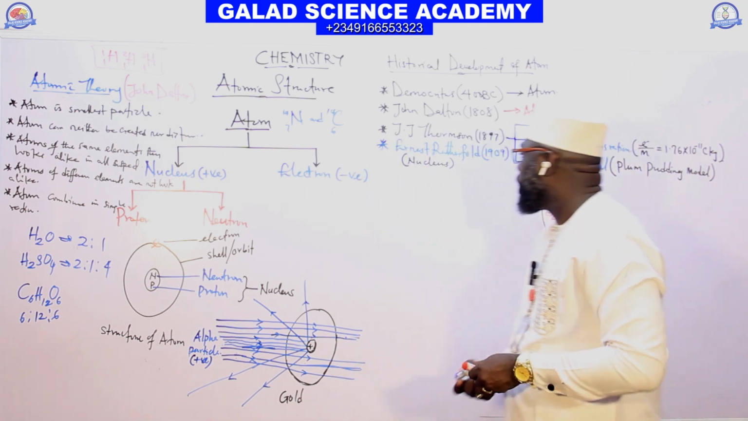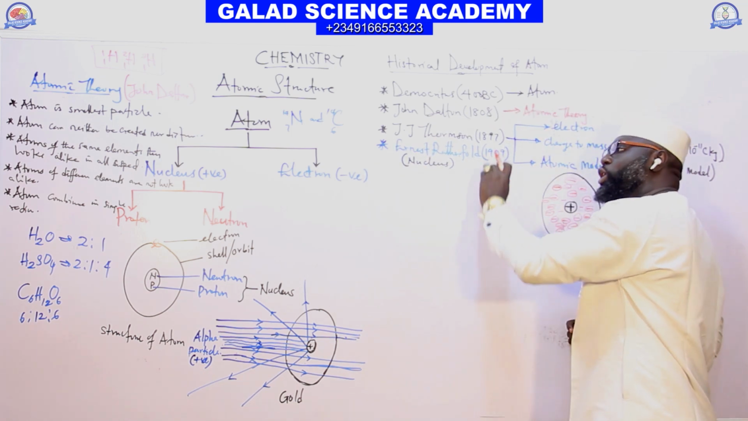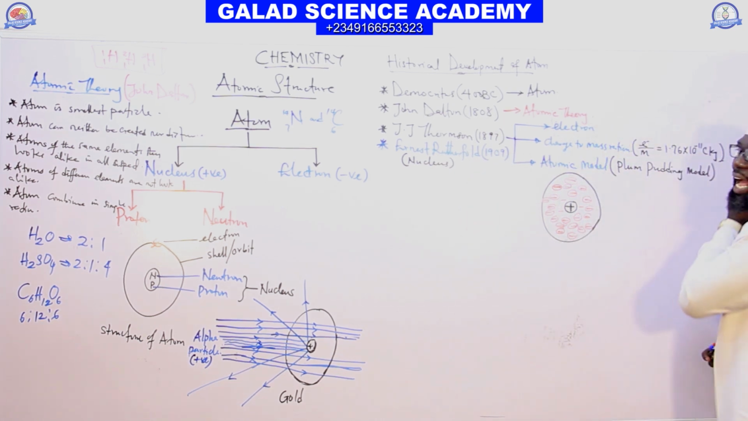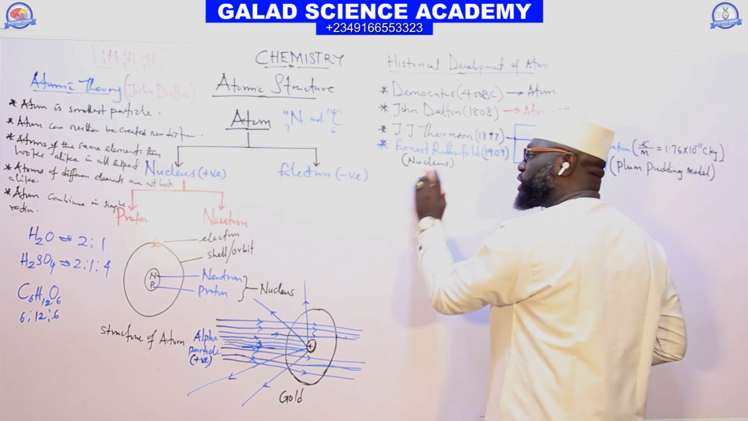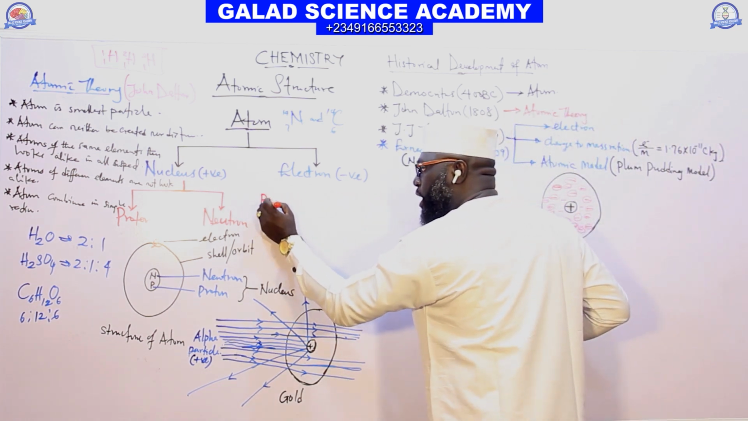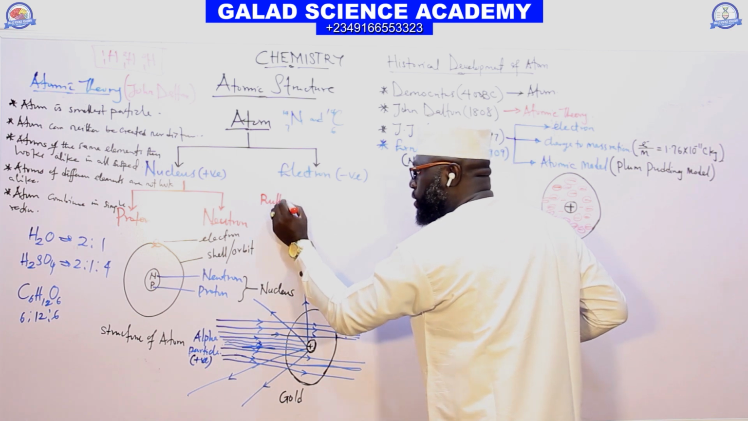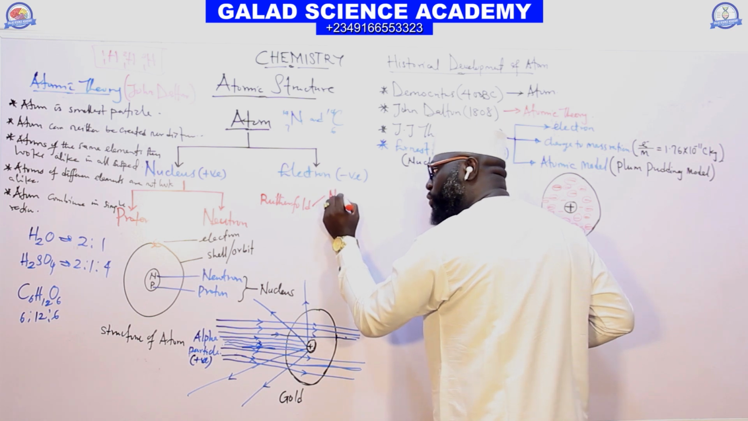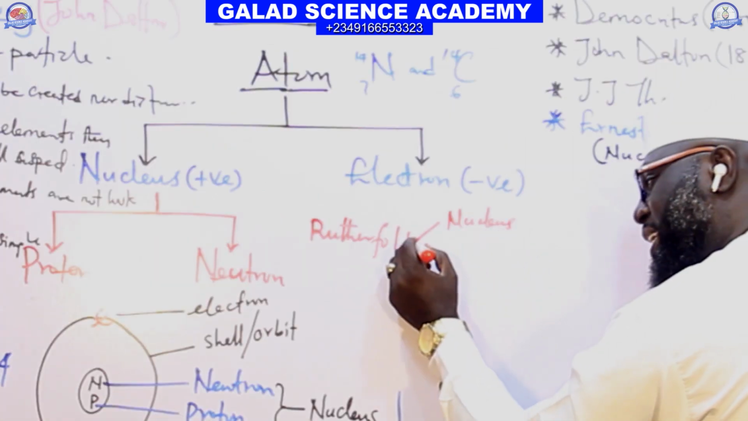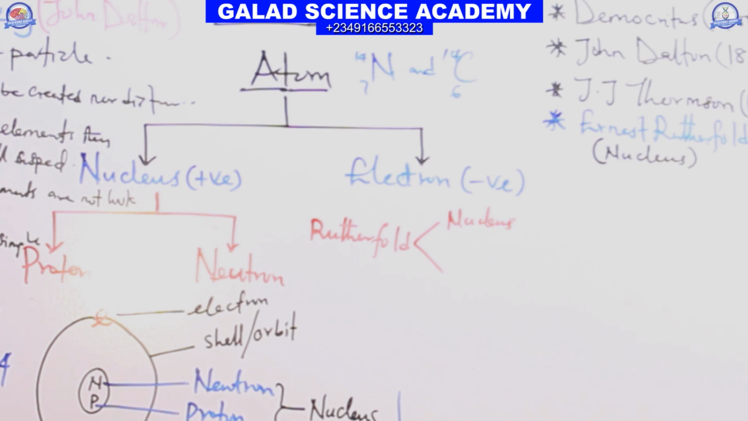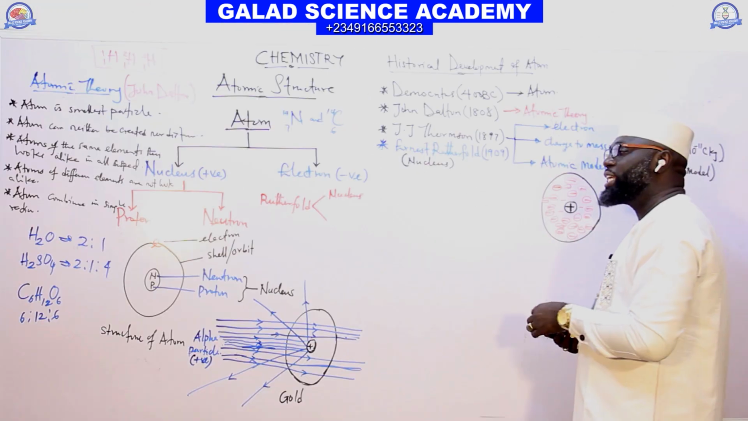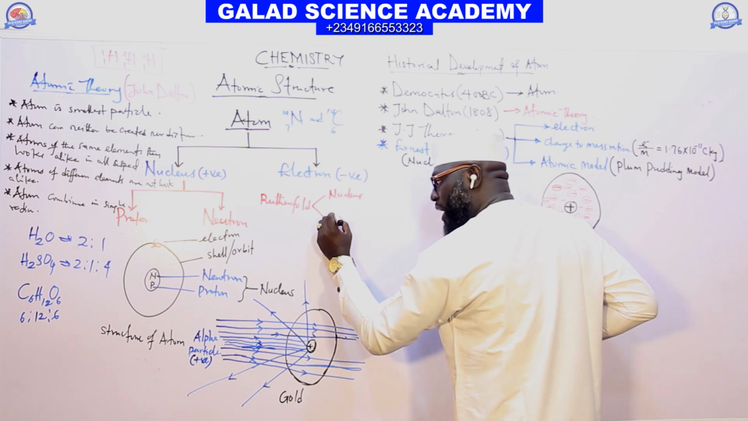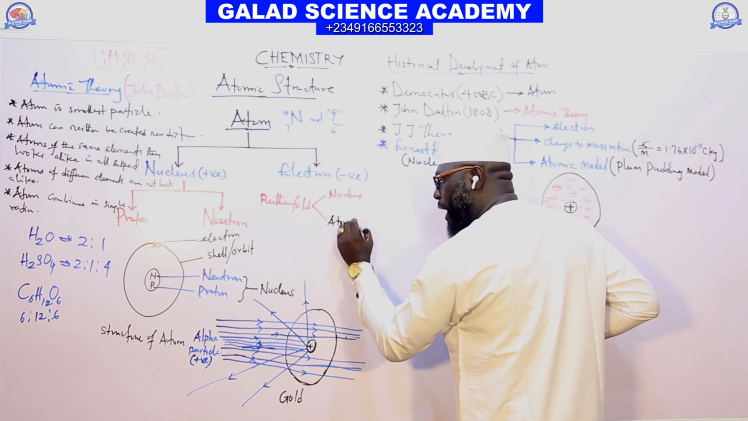And furthermore, Lord Rutherford also discovered another thing. Like I said here, Rutherford discovered the nucleus. Let me put it here. Rutherford discovered the nucleus of the atom. The second contribution of Rutherford to atomic development is that he also has his own atomic model.